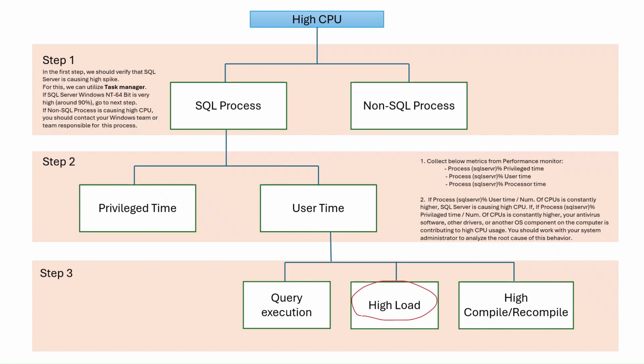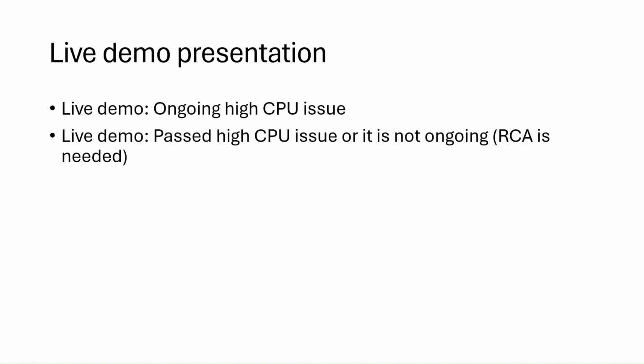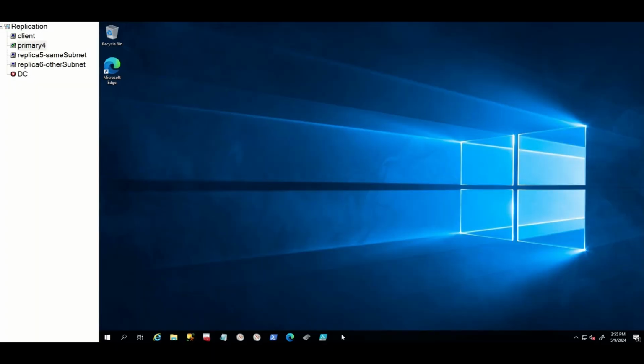Okay, now we are clear about the steps. Let's resolve some real-time high CPU issues based on these steps. I want to share examples for ongoing and past high CPU issues where you might need RCA. Let's get started. Okay, let's start with the first case.